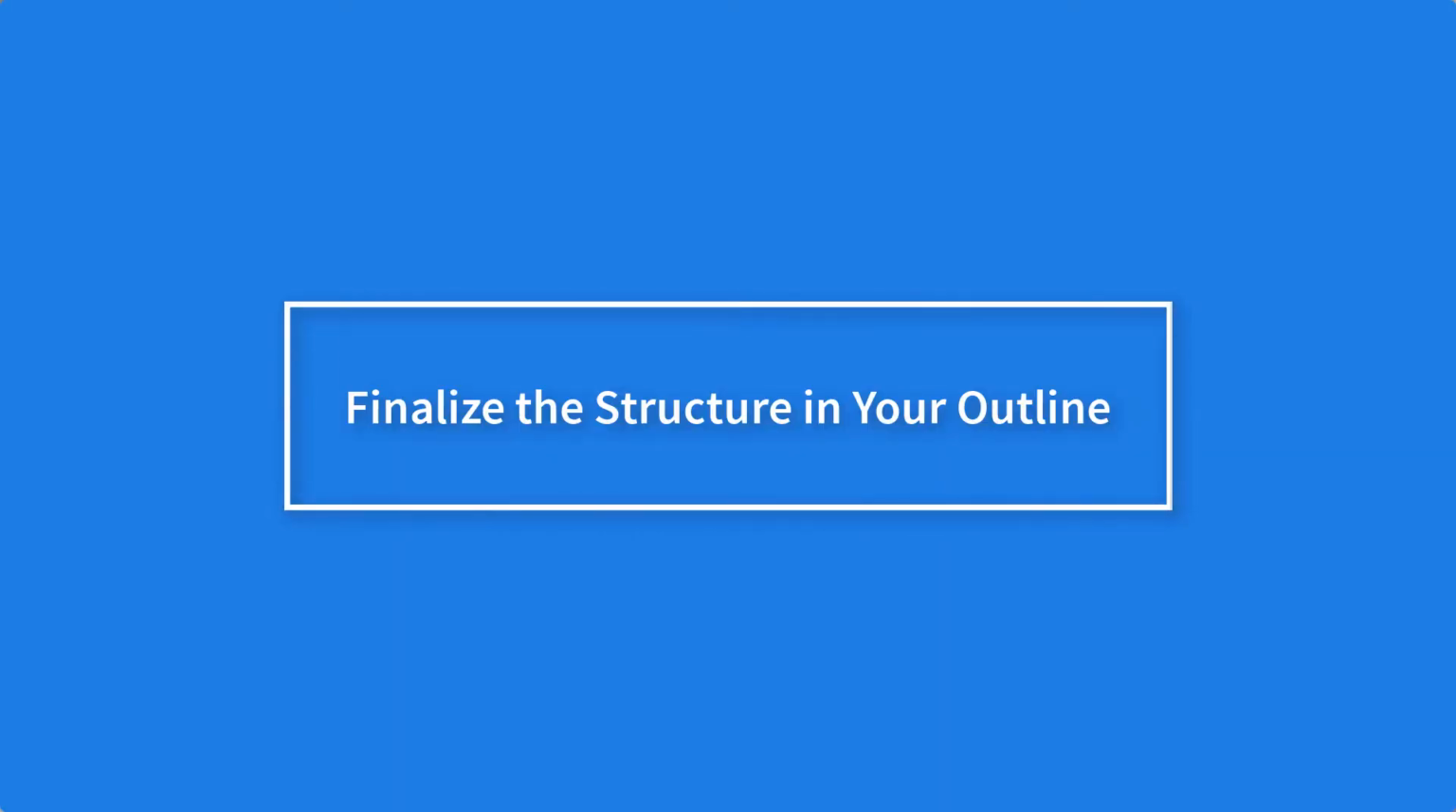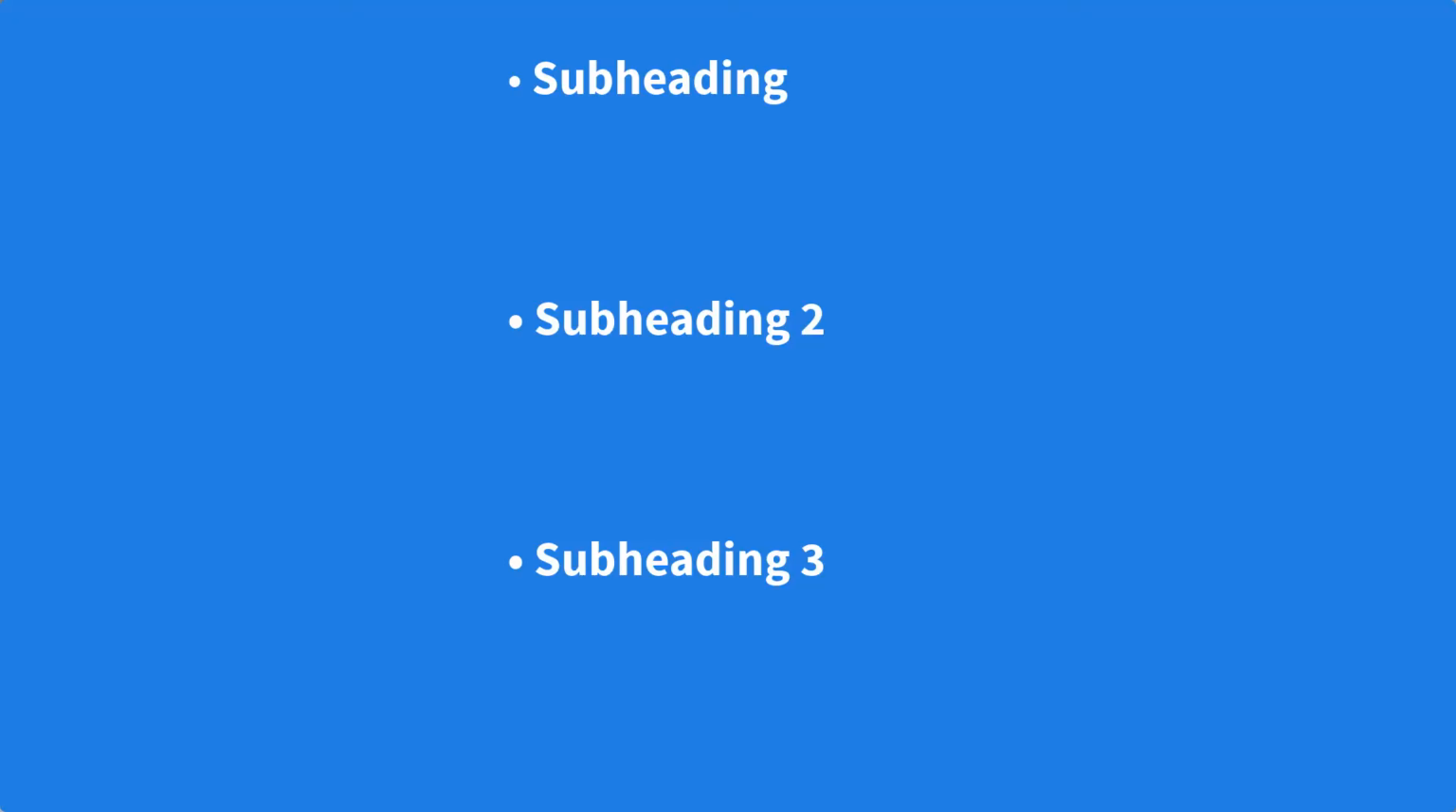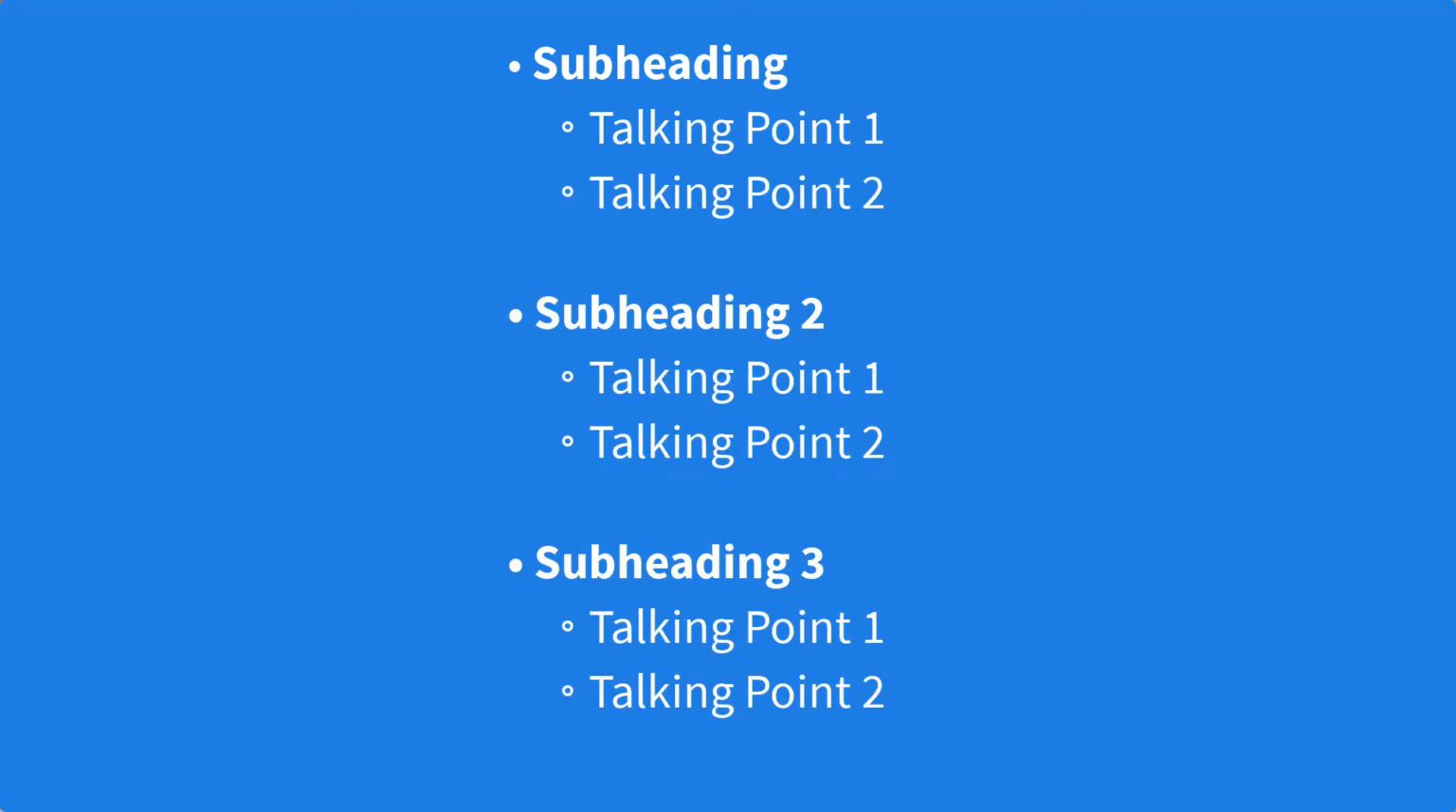Finalize the structure in your outline. After reviewing the top-ranked sites and adding any last-minute ideas to your outline, make sure the outline is well organized. The outline should be in a bulleted list. The main bullets will be your subheadings. The secondary bullets will end up being your paragraphs and your talking points.